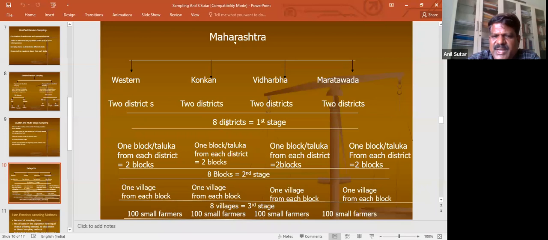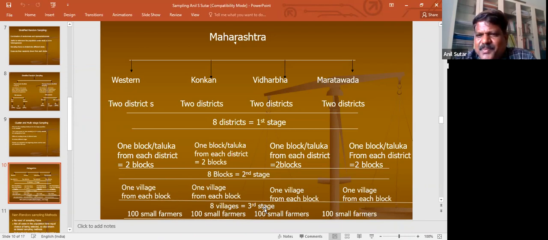Now I am ignoring the eight districts. The eight districts have actually disappeared. Now my focus is on eight blocks. This is the second stage. Now, after this, what will I do? I will select one village from each block. One village from each block. And in each region there are two blocks, so two villages from each region. So in the third stage, eight villages I have selected.